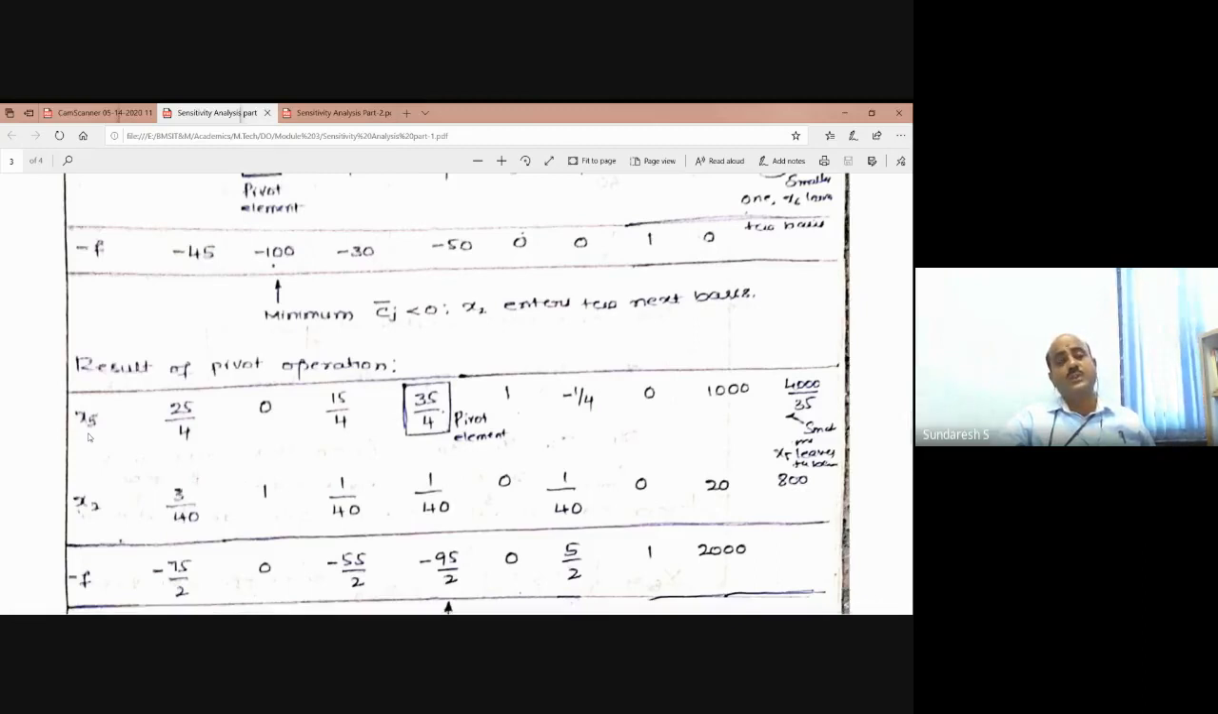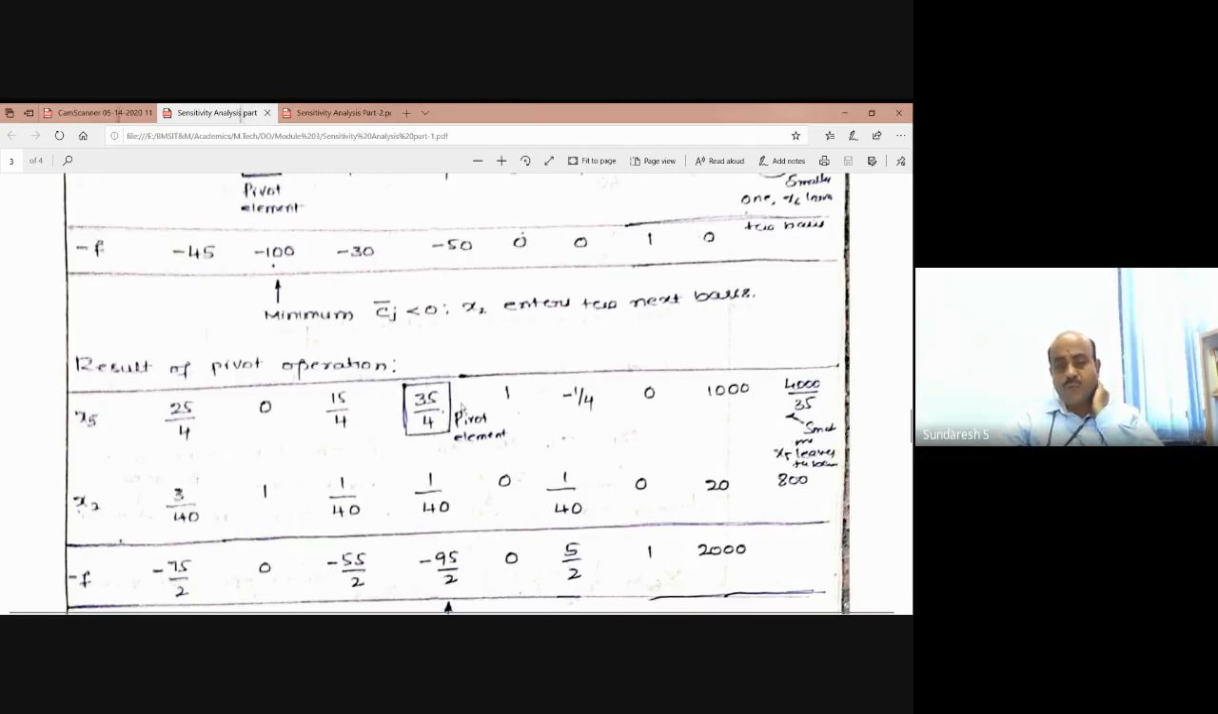So the result of the pivot operation, in the next tabular or canonical form, we should have X2 remain as it is, whereas X4 will enter the basis, and X5 will leave the basis. This is how we're going to get it.